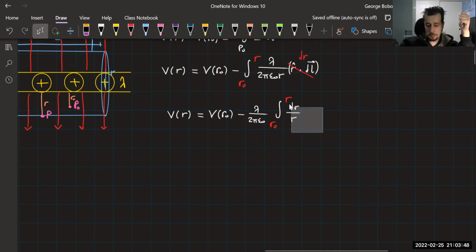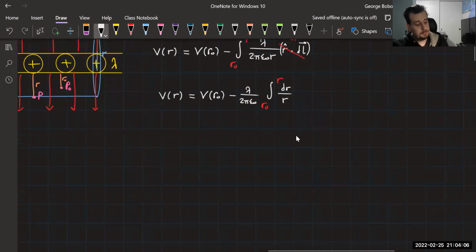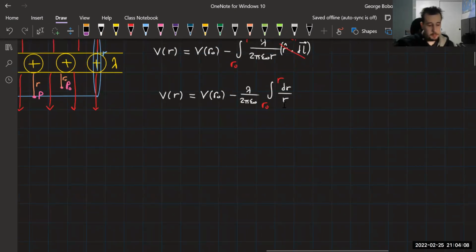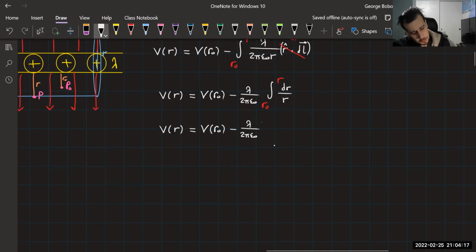What function is this? The antiderivative of this? Think. Ln of Ln. Okay, so ln. Everything here stays the same, and we evaluate a logarithm between R naught and R. That's going to look like this. I'm just going to do it in one shot.